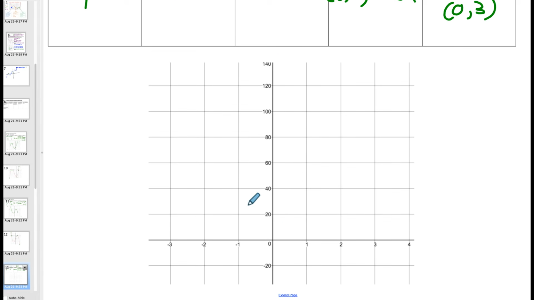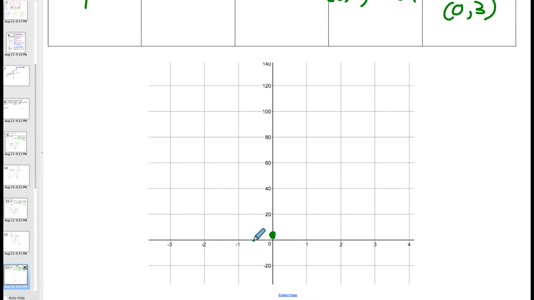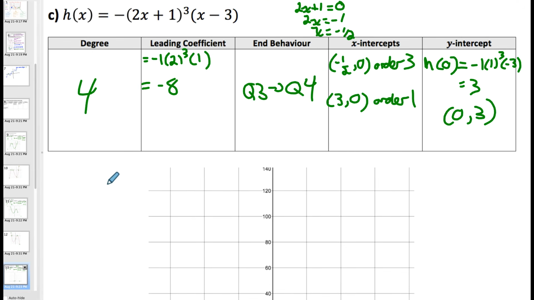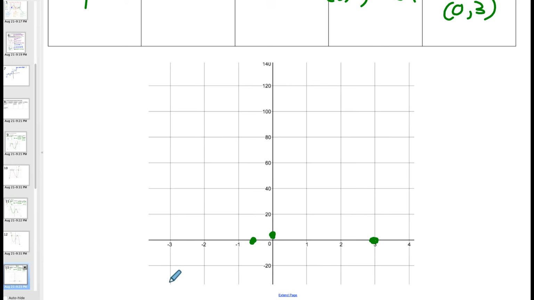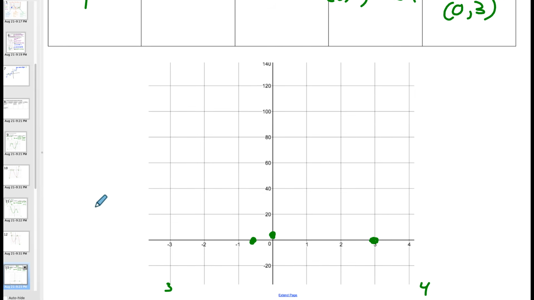So let's plot what we have. The y-intercept at 3. Okay, that's really low here. It's about right there. My x-intercept's at -0.5 and 3. And I know it's going to go from Q3 to Q4. Okay, it starts here, finishes here. And at the -0.5, it's going to look like a degree 3 power function. It's going to make an S shape. So here we go. Let me do my best here.